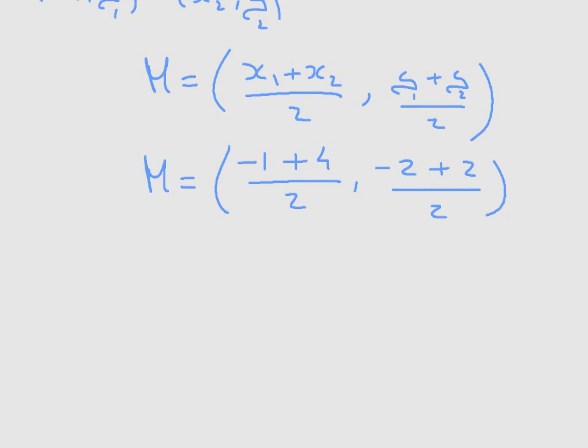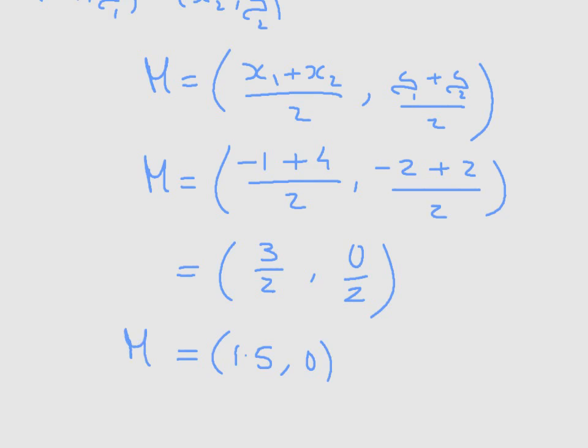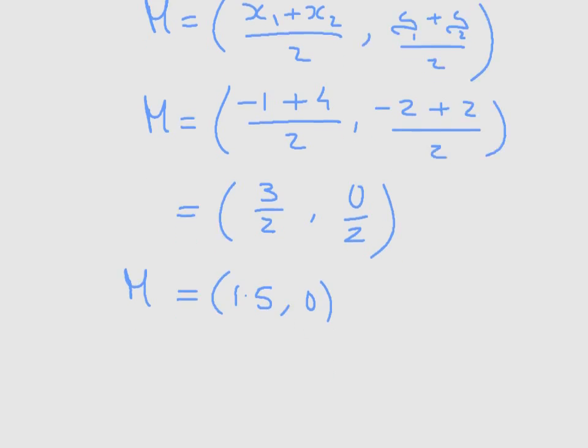Simplifying this a bit further, we can see that the x-coordinate will become, well, -1 plus 4 is 3, so that leads us to 3 over 2. And the y-coordinate, -2 plus 2 is equal to 0, so that's 0 over 2. We can, of course, go further here. 3 divided by 2 is equal to 1.5, and 0 divided by 2 is, of course, 0. We now have the coordinates of the midpoint.